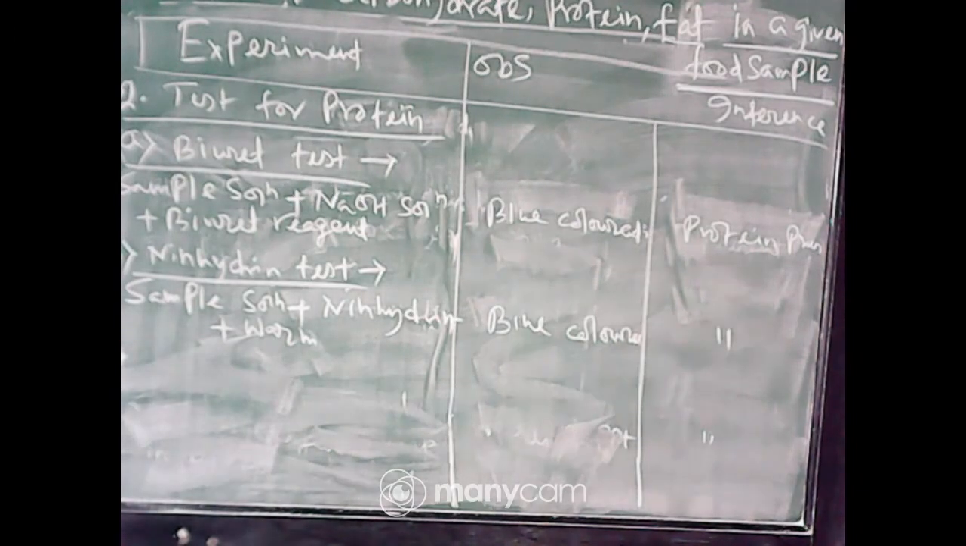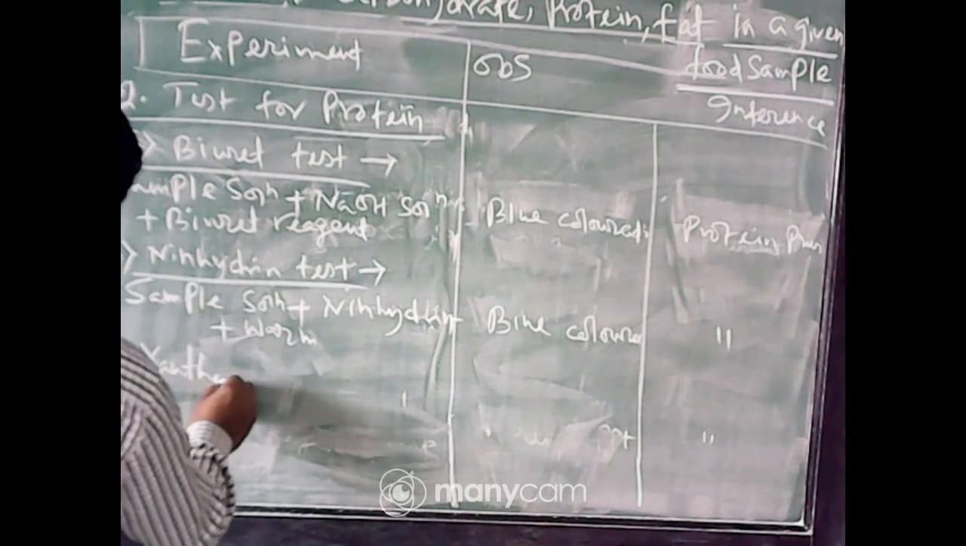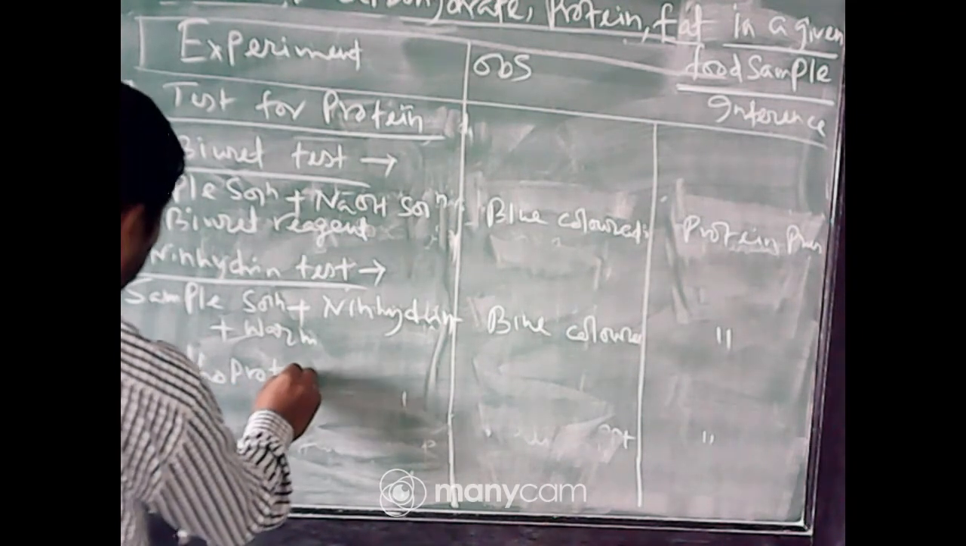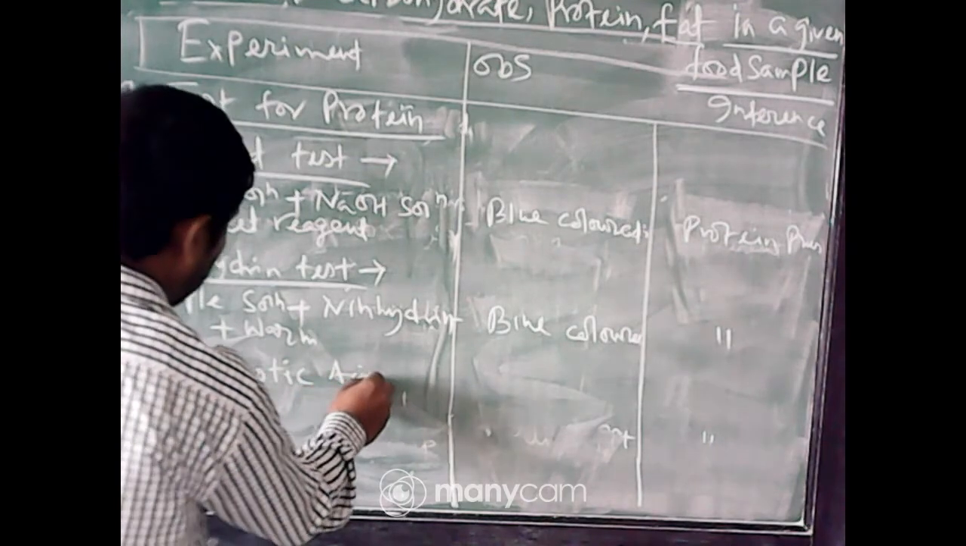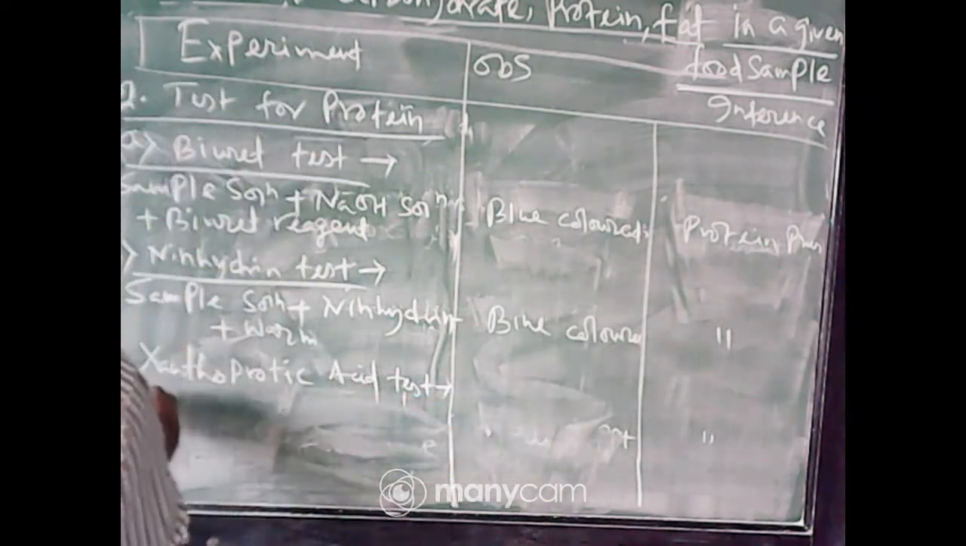Number C is xanthoproteic acid. Xanthoproteic acid test. This is the name of this test.